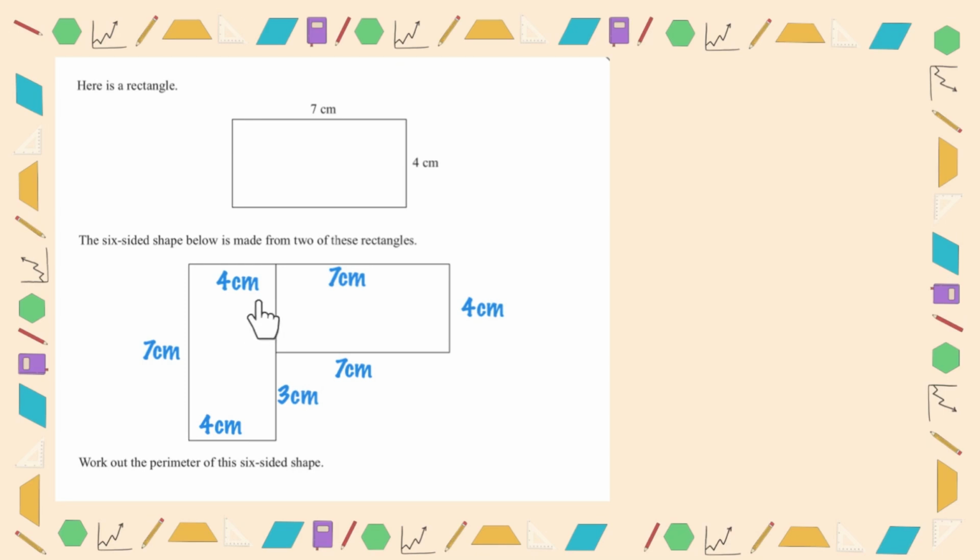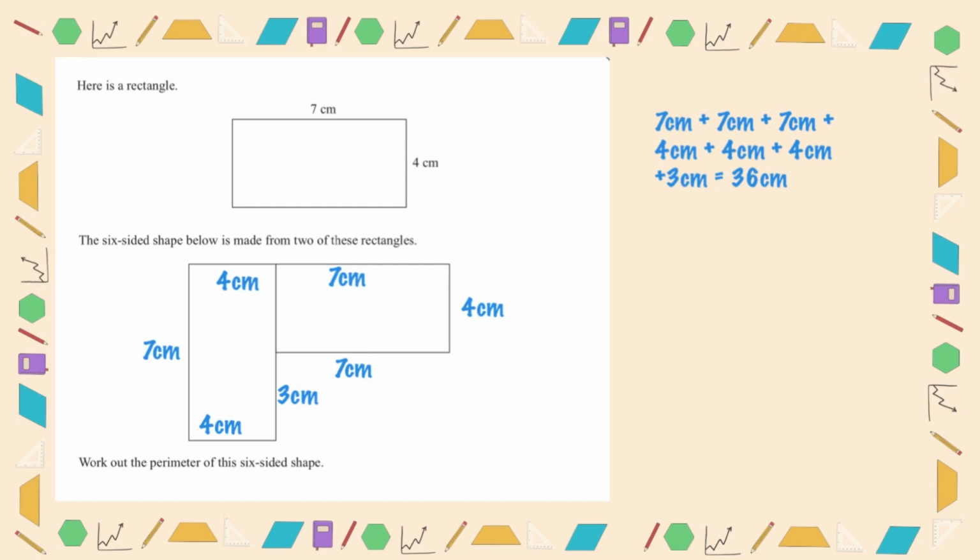So this bit here, which is 7 centimeters, we're going to take that away by 4 to give us 3 centimeters. Then what we're going to do is add all this up. So 7 centimeters, add 7, add 7, add 4, add 4, add 4, and then add a 3 centimeters. And this is going to give us 36 centimeters. And that's it for perimeter.